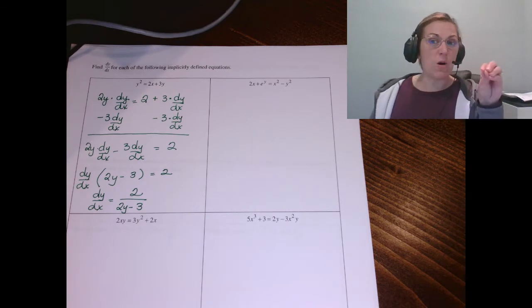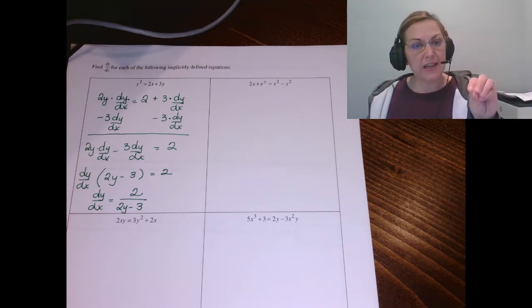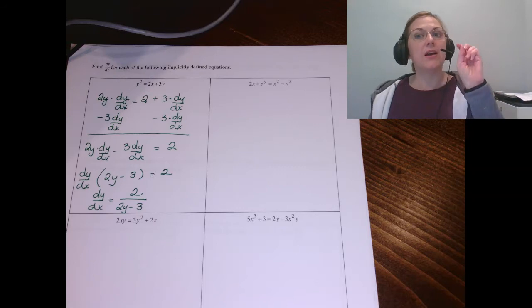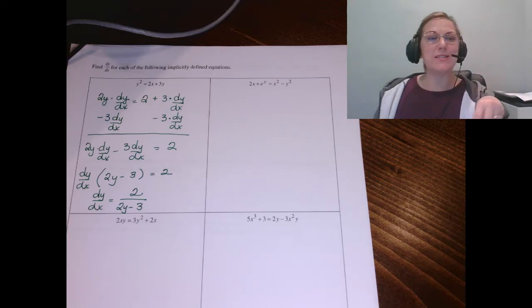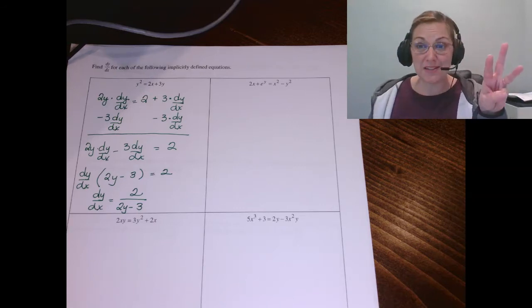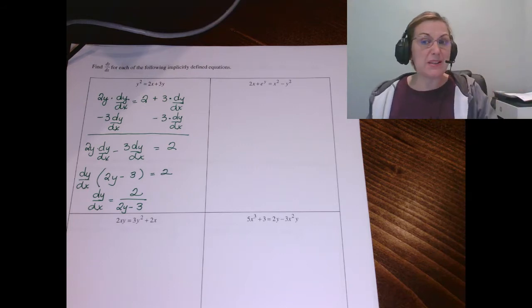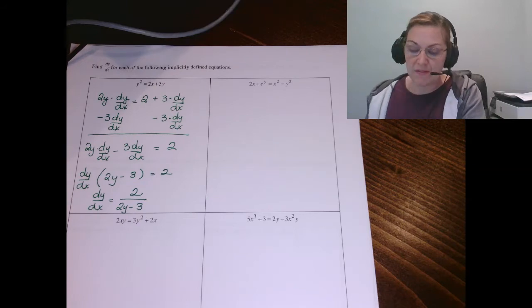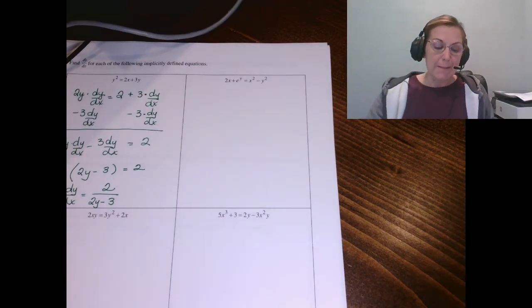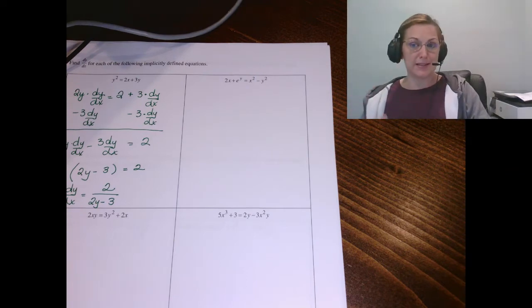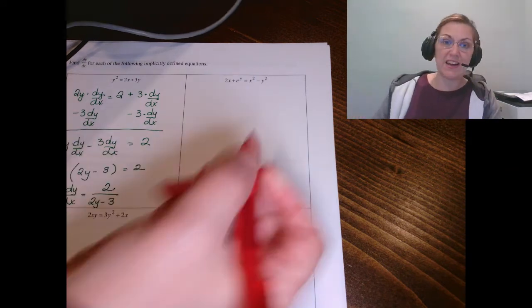So that's how you can take your derivative, get your dy dx's all on one side, factor out a dy dx, and then divide by that parentheses. Those steps are going to be the same in each one of these. Now, each one of them is going to present a little bit different kind of equation, but I want you to see the process is the same. So let's look at the next one here.